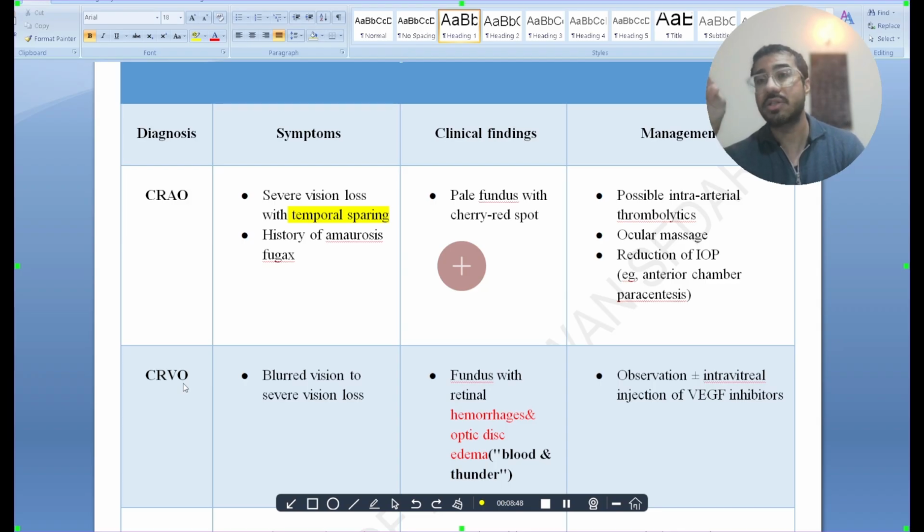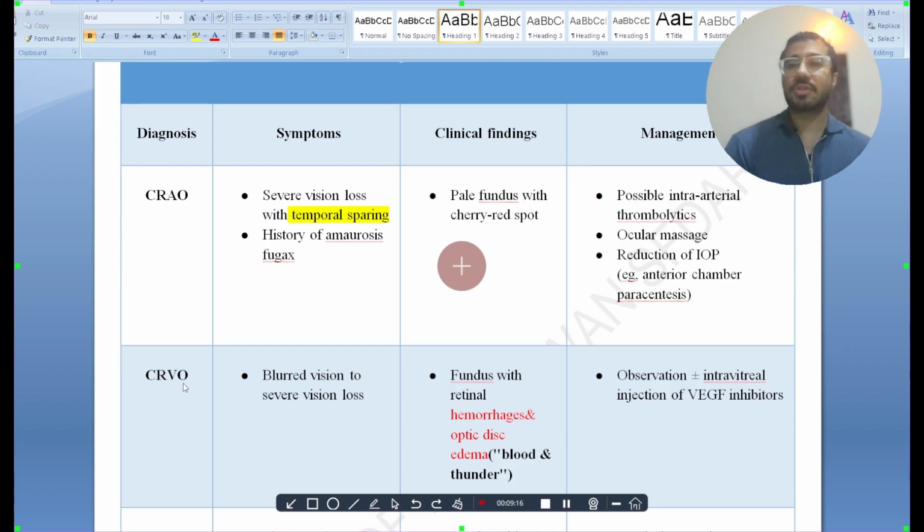If you see the fundus, the highest yield point, pale fundus with a cherry red spot, that is how you know it's central retinal artery occlusion. First, with the history of temporary unilateral loss of vision that is painless, then the patient has a permanent loss of vision that is painless. Most probably you'll be able to guess that it's due to occlusion of the artery.